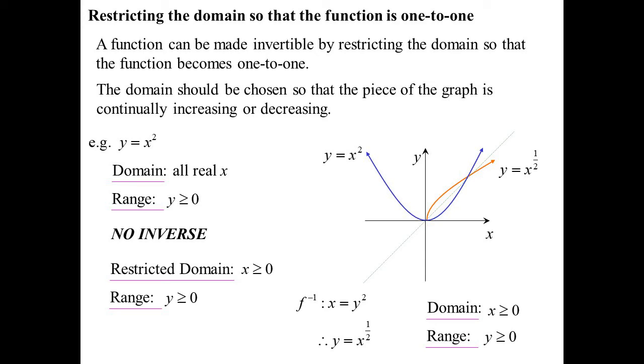Now, had I restricted it such that it was x is less than or equal to 0, then the inverse would have become the minus the square root of x. I would have ended up with the bottom half of that sideways parabola.